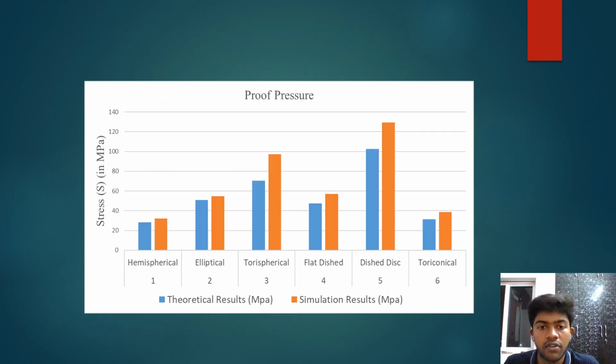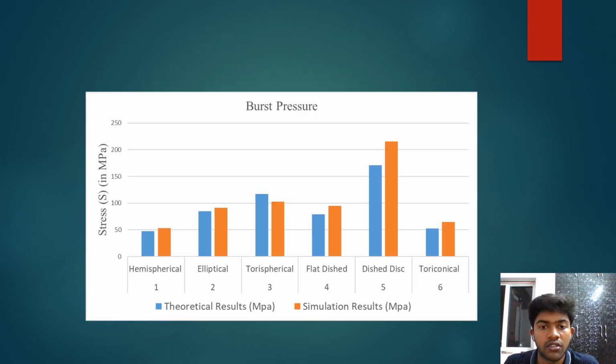Similarly, in case of the proof pressure and in case of the burst pressure too, we can see that the simulation results are a little bit higher than the theoretical results for all types of dish heads. So this is an important point to be noted in the comparison of the results.